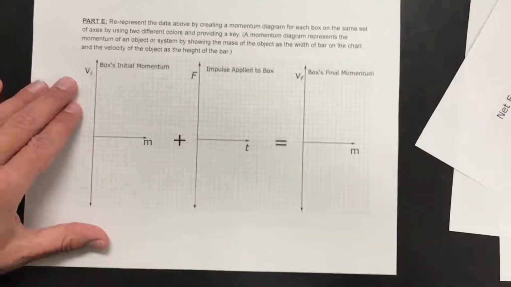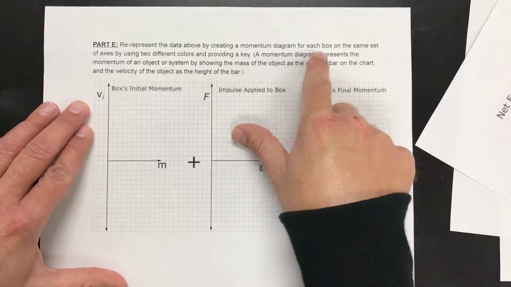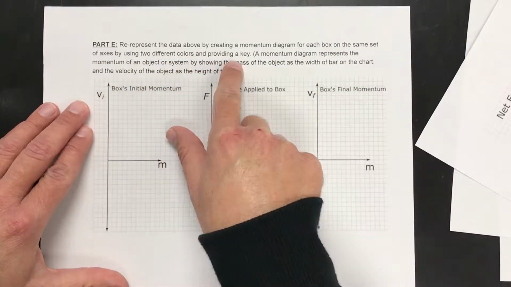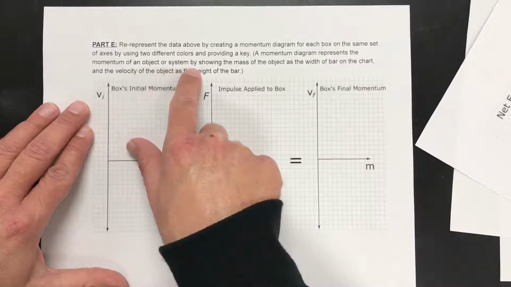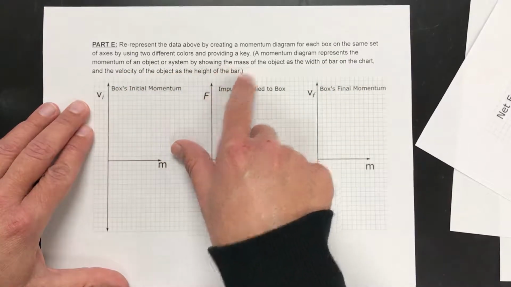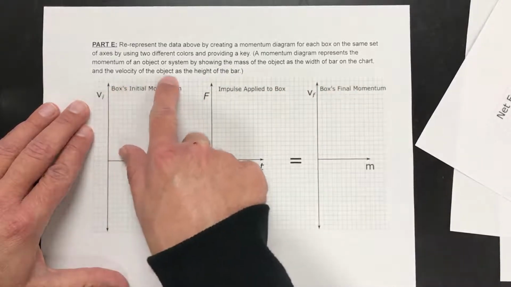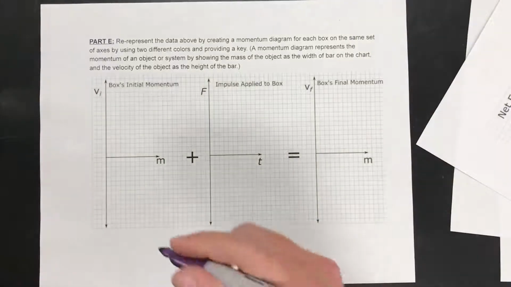So it says part E, re-represent the data above by creating a momentum diagram for each box on the same set of axes by using two different colors and providing a key. A momentum diagram represents the momentum of an object or system by showing the mass of the object as the width of the bar on the chart and the velocity of the object as the height of the bar.